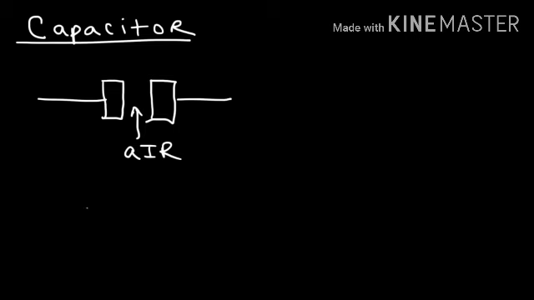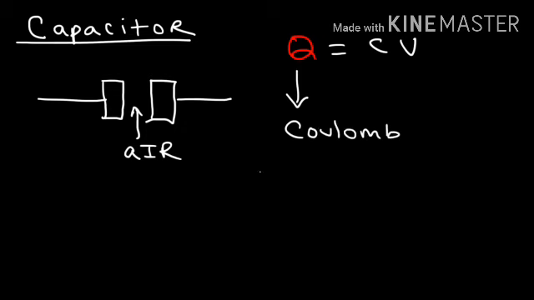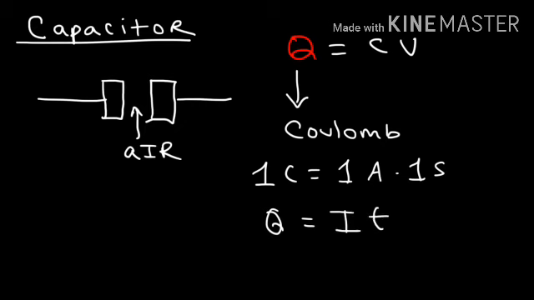Now there are some equations that you need to be familiar with. Q is equal to CV. Q stands for the charge, and the electric charge is measured in the units coulombs. 1 coulomb is equal to 1 amp times 1 second. So Q is equal to IT, where I is the electric current in amps, T is the time in seconds.